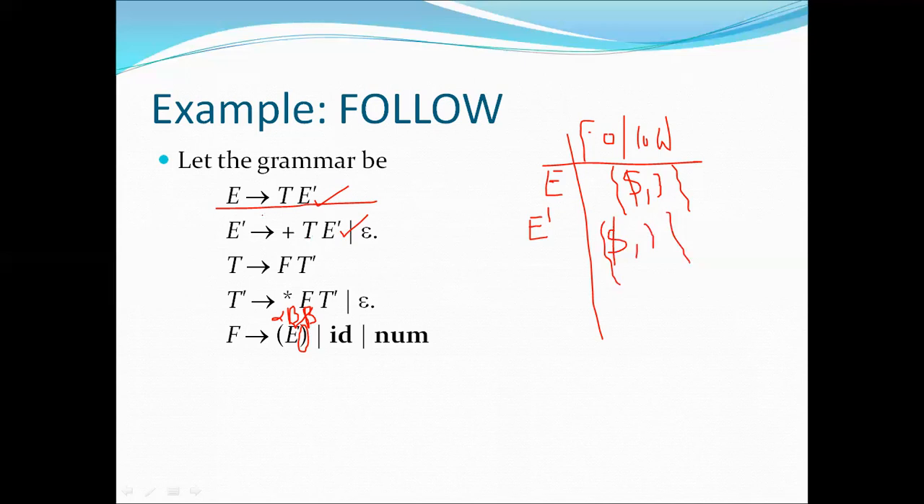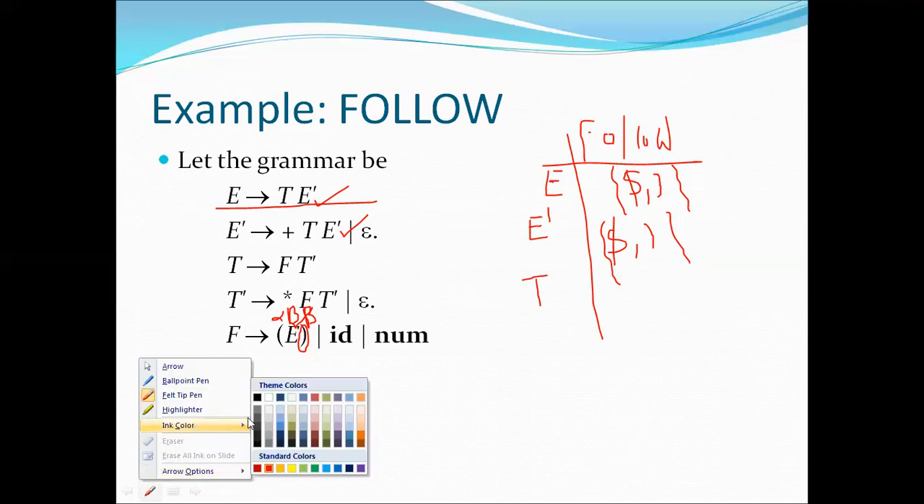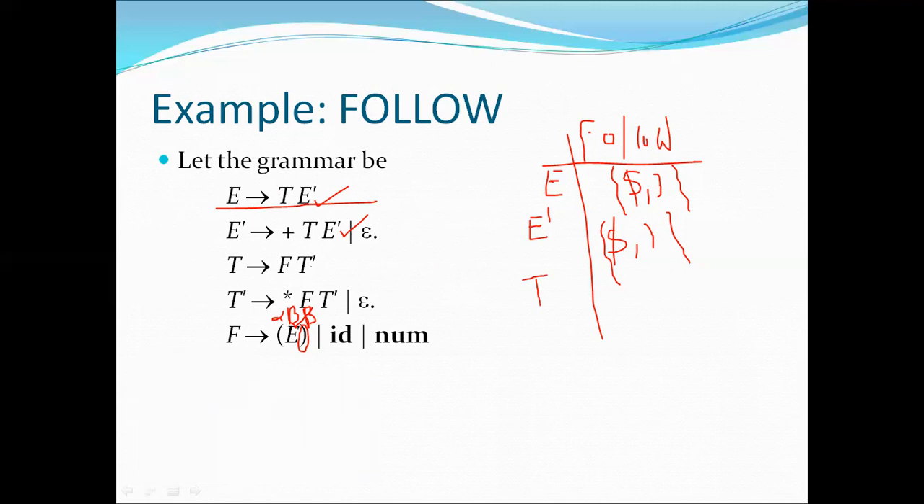Next we will check for finding the follow of T. Where is T present here? I will take one more color, blue. So T is here only. So from the first production rule, we need to find the follow of T. T is following E dash.